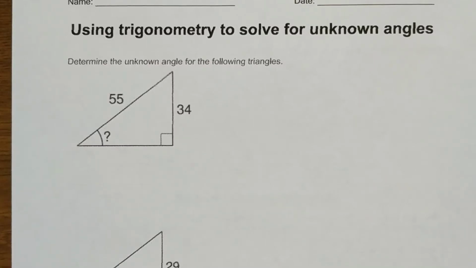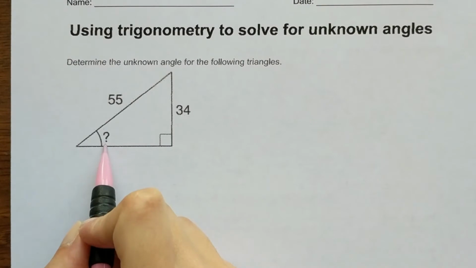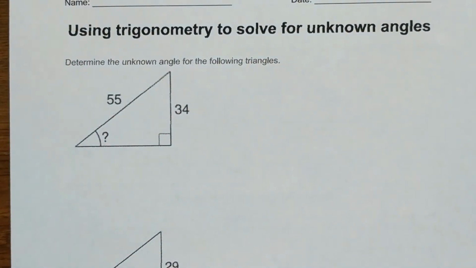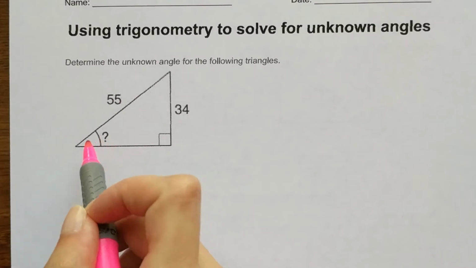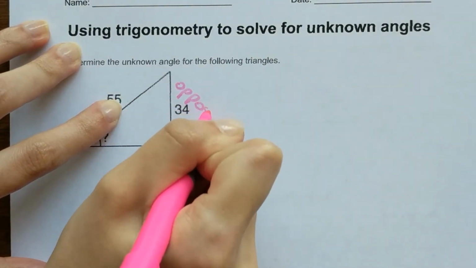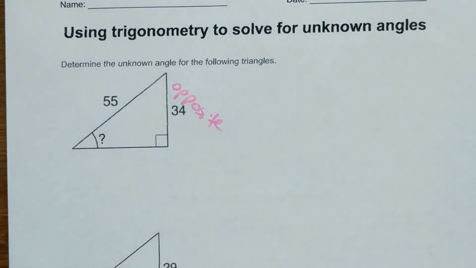Okay, let's take a look at some examples here so that we can better understand how to find an unknown angle when you are working with a right angle triangle. Let's take a look here. So we have an unknown angle and we have two sides. One is 55 and one is 34. Remember, the very first step always is to label your sides. So I'm going to start by labeling my 34 side. That is my opposite, because it is the one that is opposite my unknown angle.